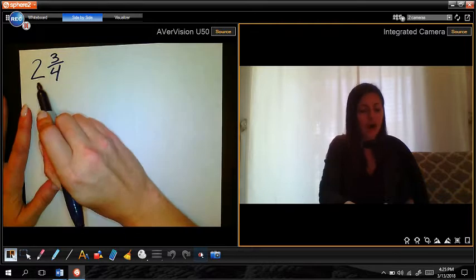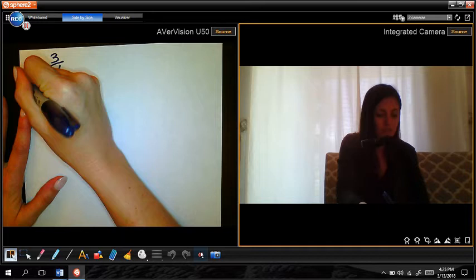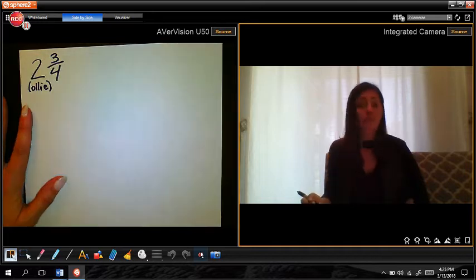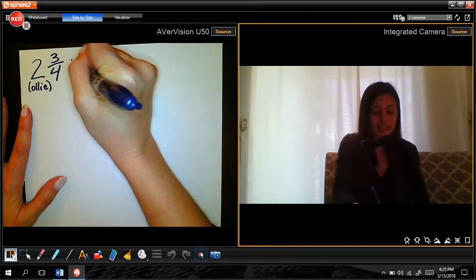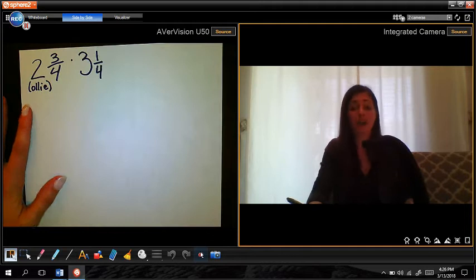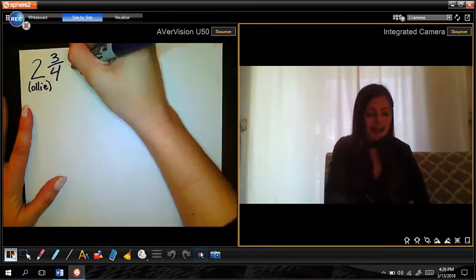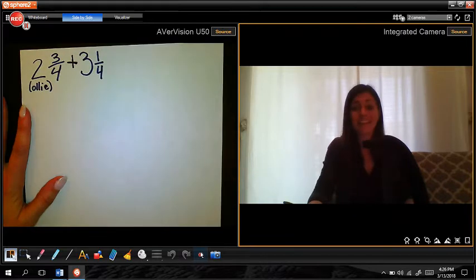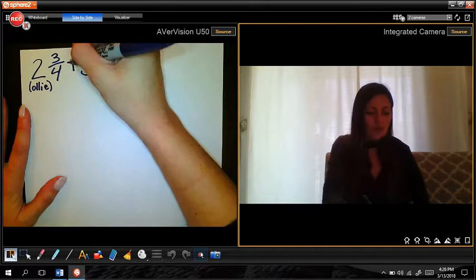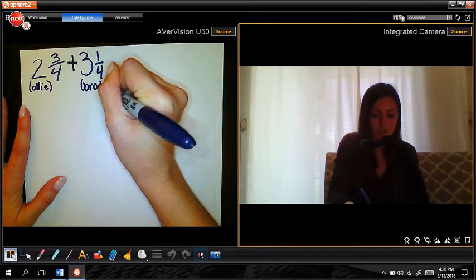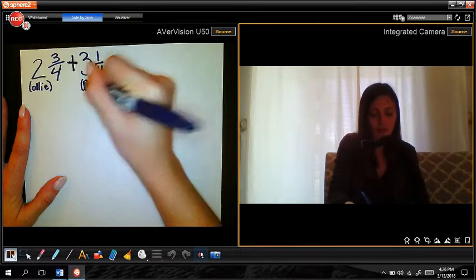So we know Ollie eats 2 3/4 cups. We'll even remind ourselves whose food this is. And Brady eats 3 1/4 cup. And we want to know how much both dogs eat in total each day. So that means we need to add our two fractions because of that key word, in total. So we are going to be adding 2 3/4 plus 3 1/4.